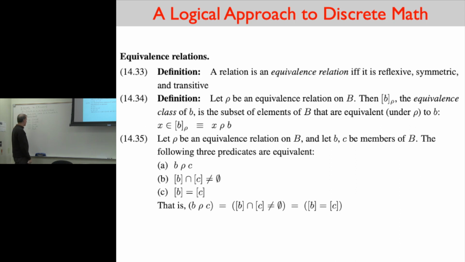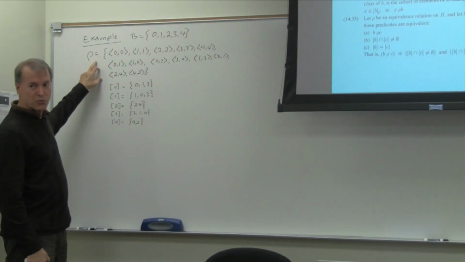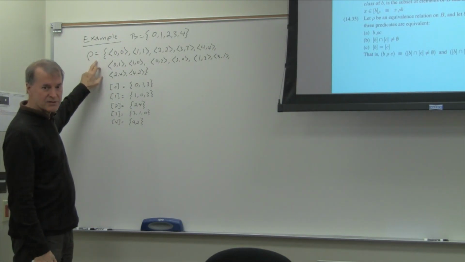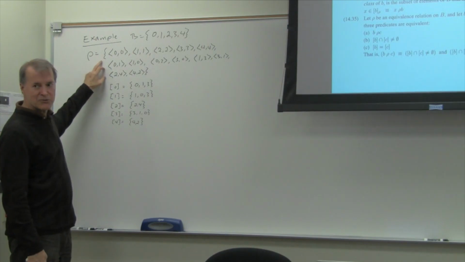Anyway. Okay, now, so reflexive, symmetric, and transitive. And last time we did an example, and we constructed this relation rho with this set of ordered pairs. Rho is equal to this set of ordered pairs. And we verified that this was reflexive, symmetric, and transitive, and so therefore this is an equivalence relation, right?